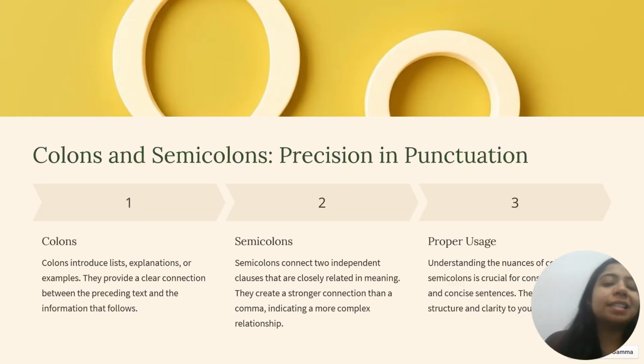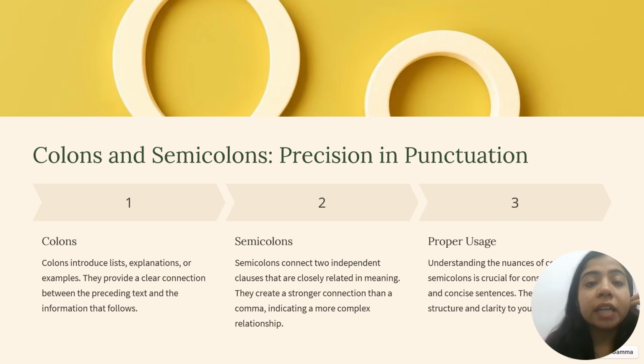Next is colons and semicolons. Now colons introduce a list, explanations or examples. They provide a clear connection between the preceding text and the information that follows. Okay, so colon introduces a list. Colon is two dots. Just like you get in your exam, answer the following questions, and then there are two dots. So the list of questions is presented by a colon. Okay, it can also present explanations and examples. It provides a clear connection between the last text and the information that is given afterwards.